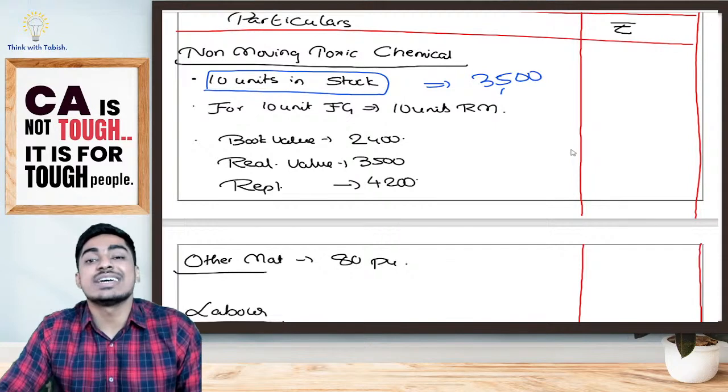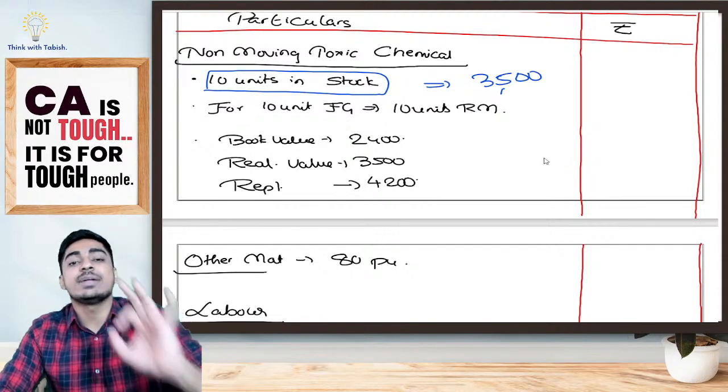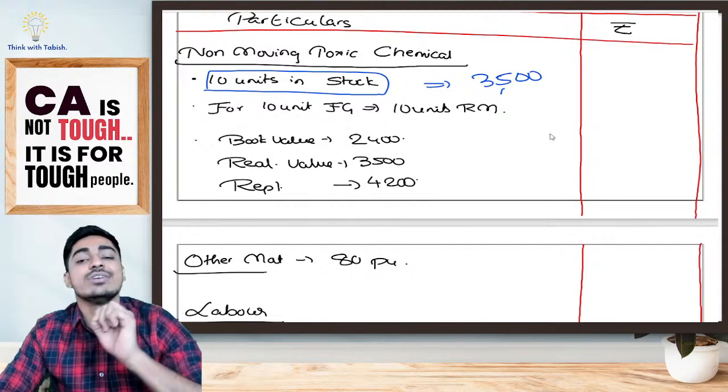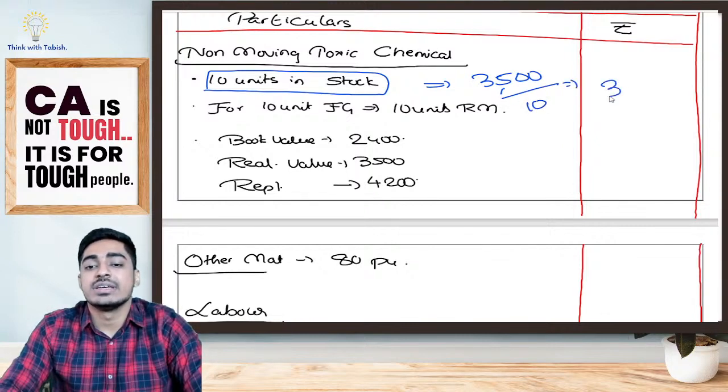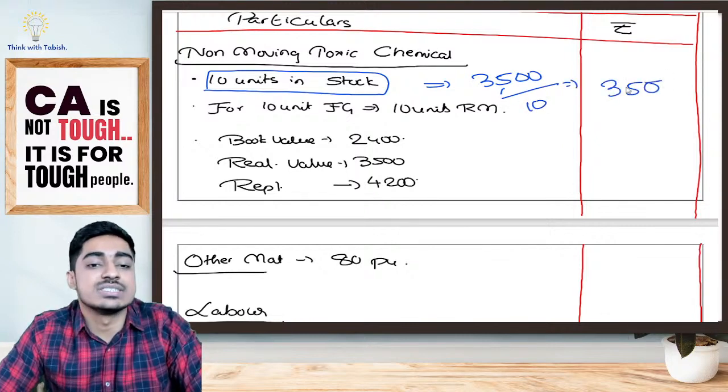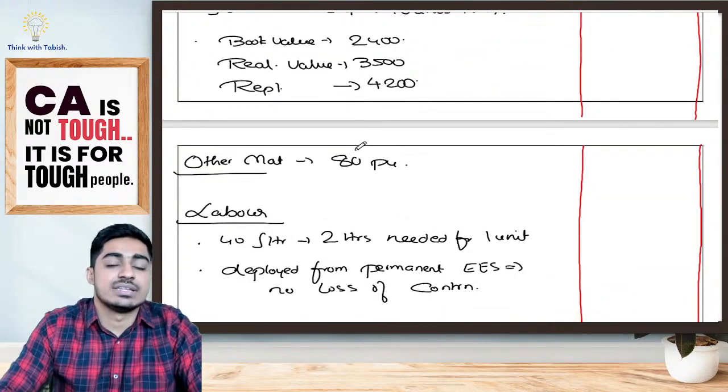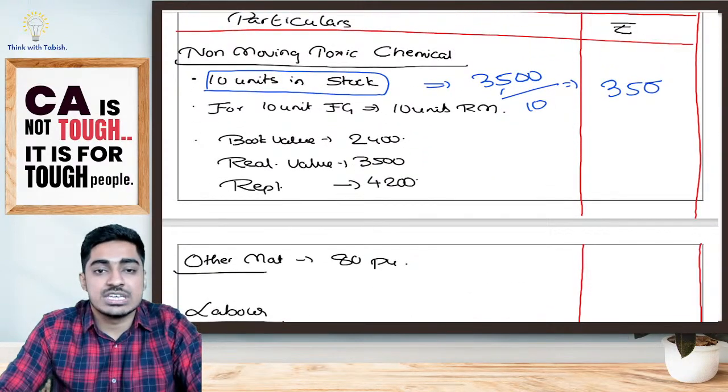What is the question asking? The question is asking, we want to calculate per unit. For 1 unit, how much is it? 3,500 is for 10 units. So for 1 unit it will be 350. Clear? Yes. This is the non-moving toxic chemical.